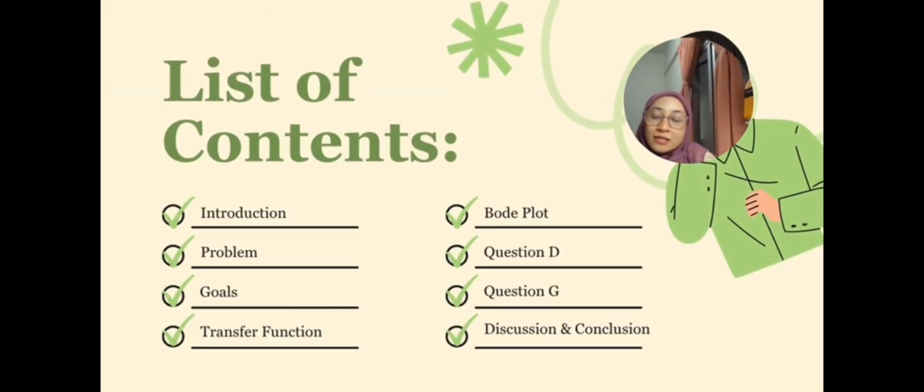Next, I will explain what we're going to talk about today. It's basically the list of content: the introduction, the problem and goals, what we need to achieve, the transfer function, what a Bode plot is, and the explanation of how to solve equation D. Lastly is the discussion and conclusion for this assignment.